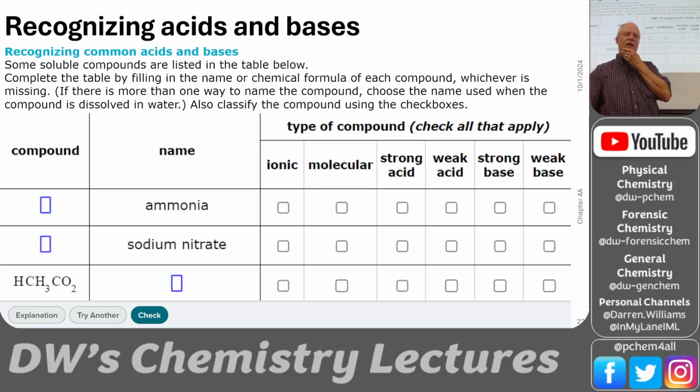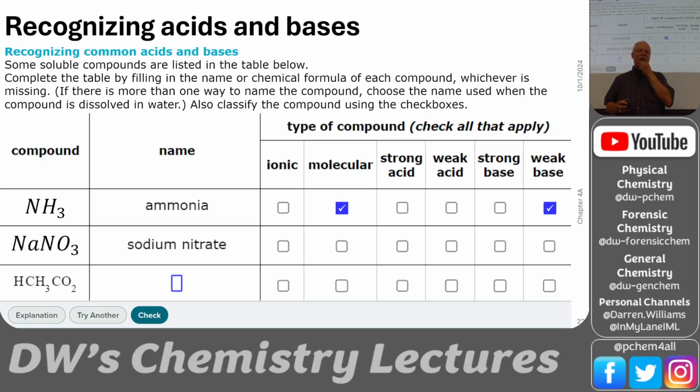So here, quickly, we've got ammonia here. The compound is NH3. That's a molecular substance, and that's a weak base. Okay. And here we have sodium nitrate. It's not an acid or a base, right? So here's NaNO3, and that's an ionic substance. So you have a cation and an anion. It's going to dissolve in water. No pH change. We don't know what pH is, but no change in acid or base.